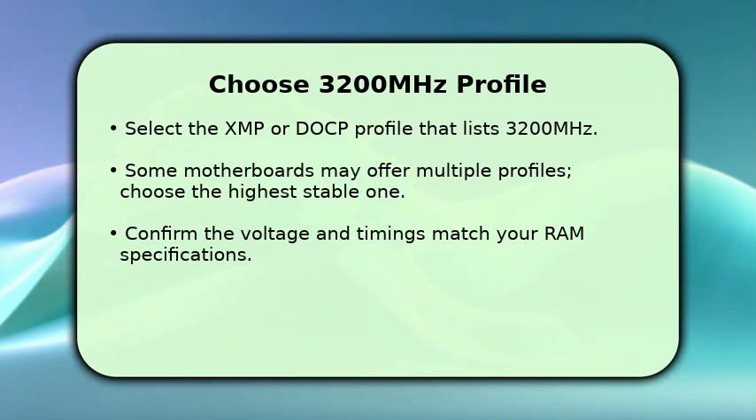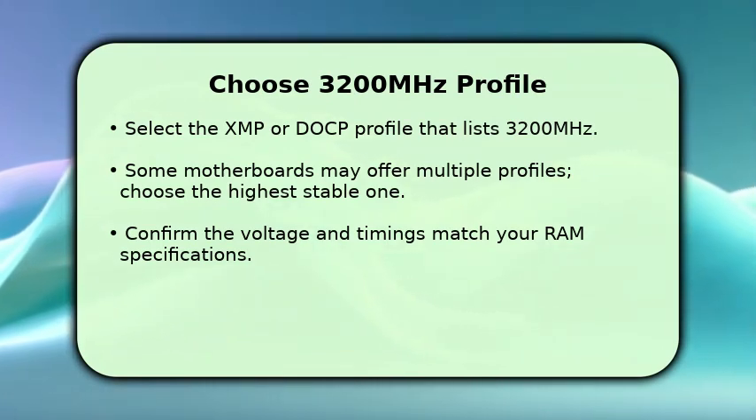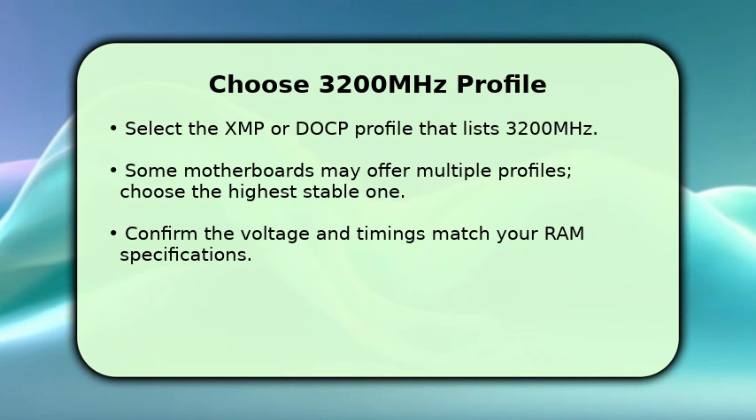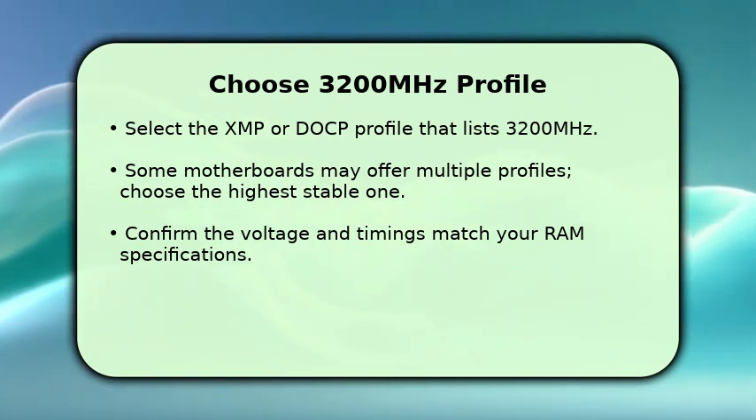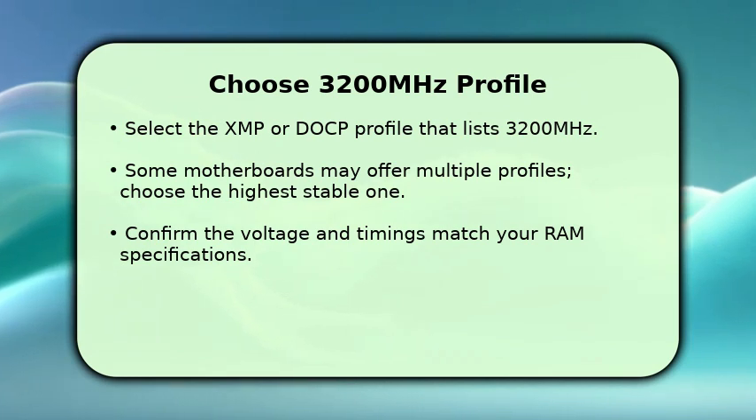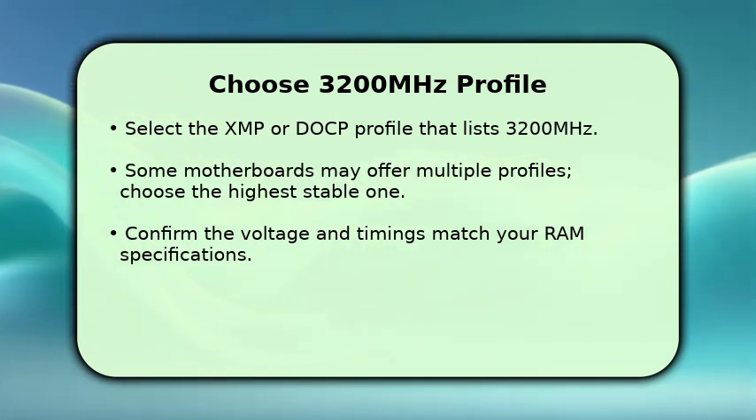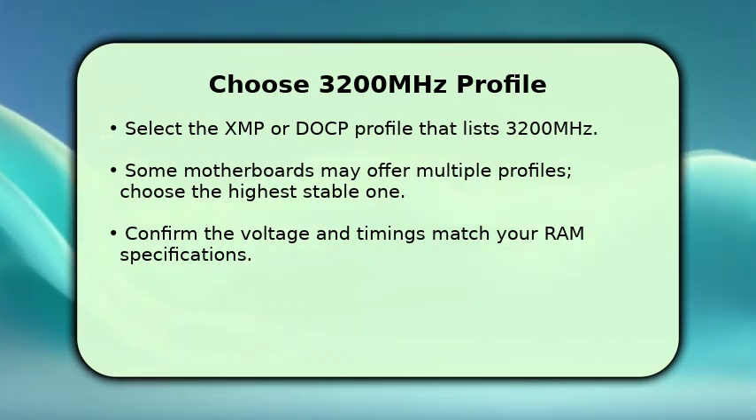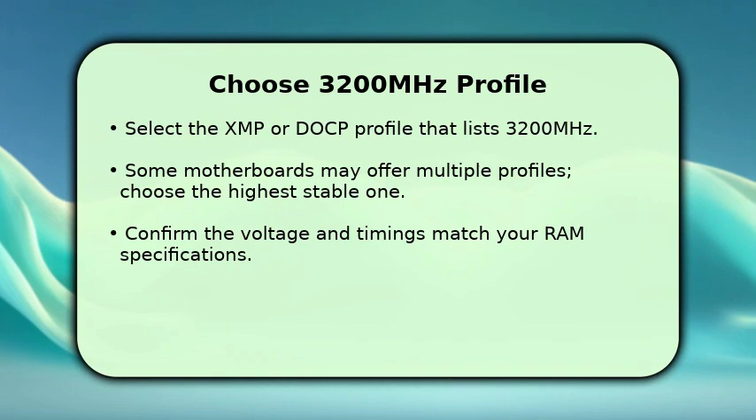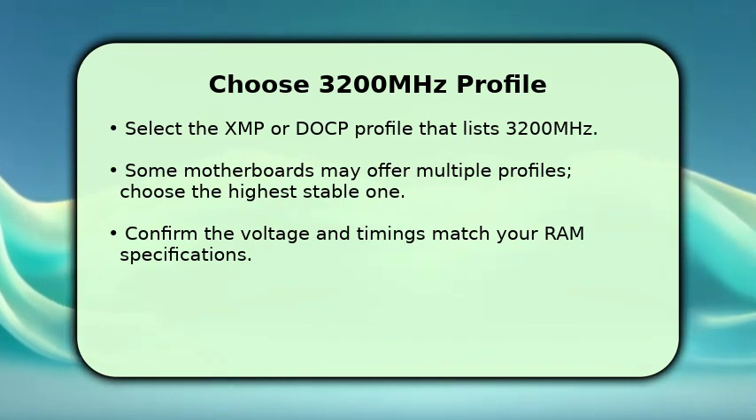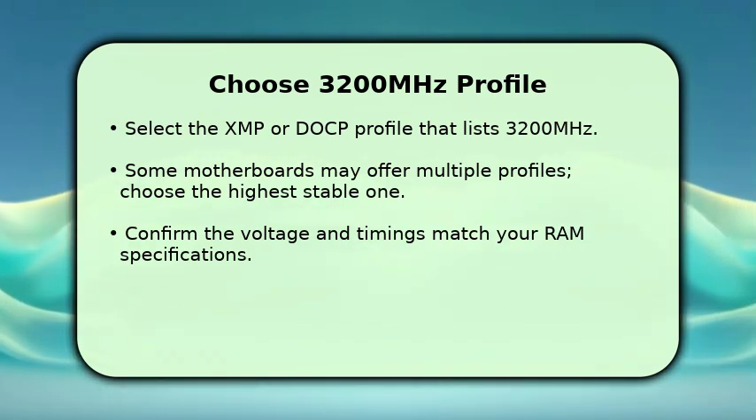After locating the XMP or DOCP option, enable it. You might see a drop-down menu with different profiles. Select the profile that explicitly states 3200 MHz. It's important to ensure the chosen profile aligns with your RAM specifications for voltage and timings. This ensures stability and proper operation. If there are multiple 3200 MHz profiles, choose the one that best matches your memory kit.